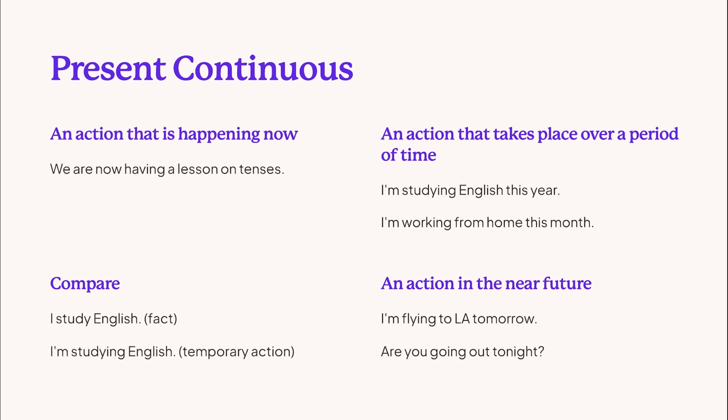Let's begin with the present continuous. 1. An action that is happening now. Now is a very small, limited period of time, at this very moment. We are now having a lesson on tenses.